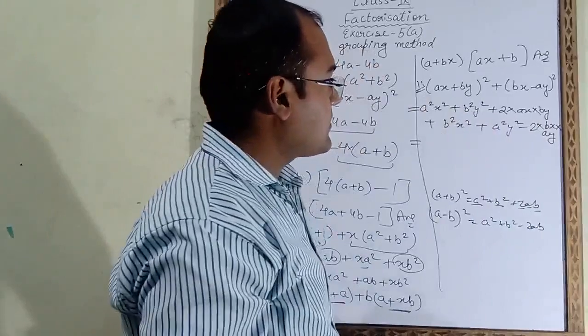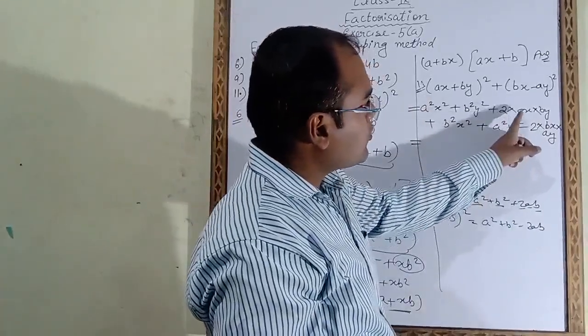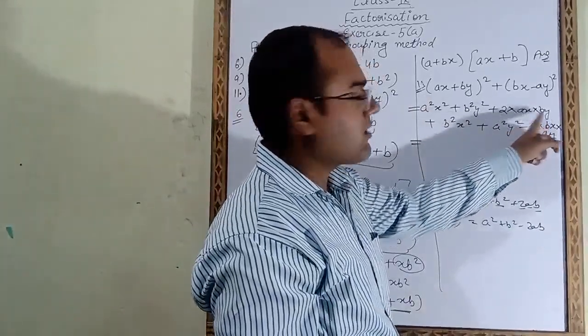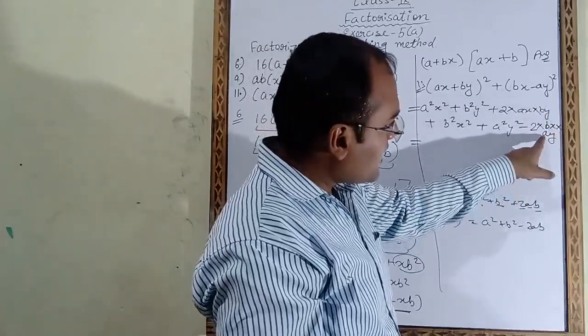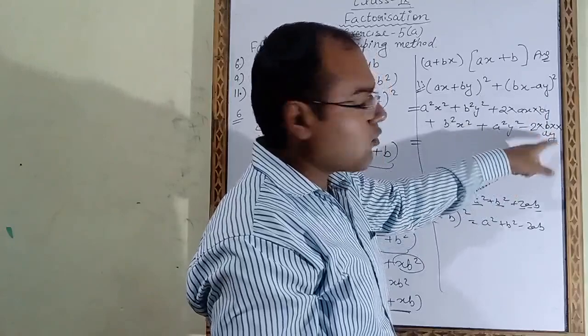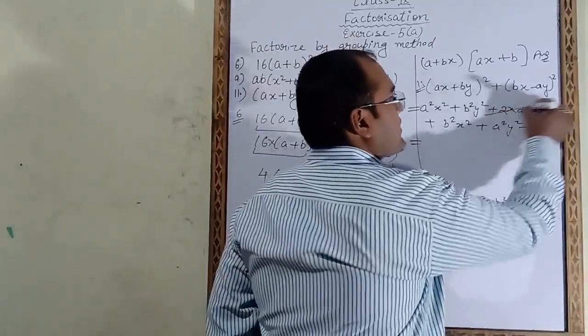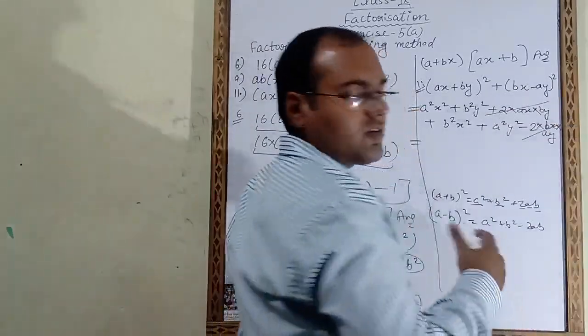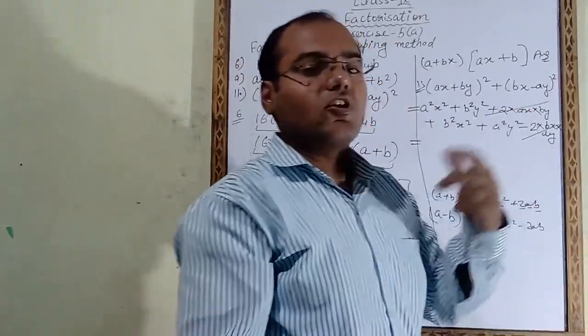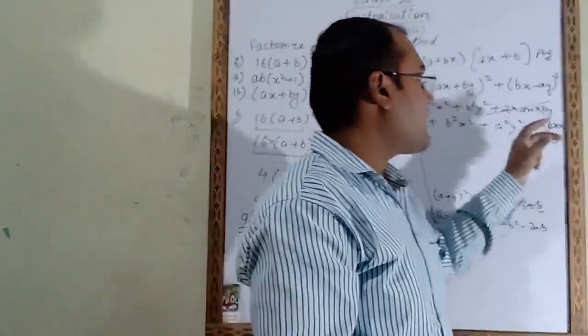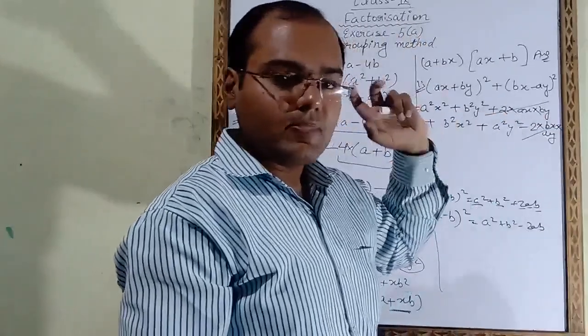Now next step. This is plus 2axby and this is minus 2axby. Both are same. So this is plus 2axby, this is minus 2axby. We will cancel these two because they are exactly the same. The only difference is of sign. This is a positive number and this is a negative number. So these two will get cancelled.